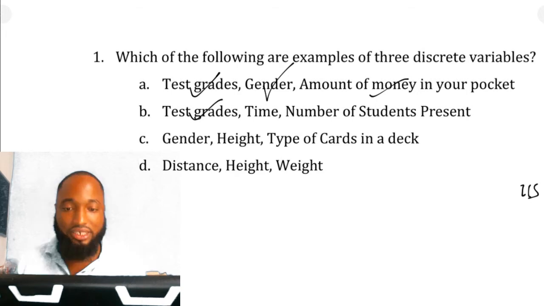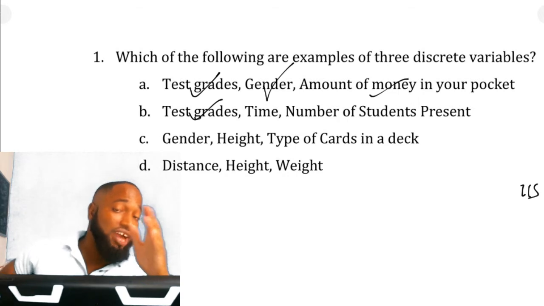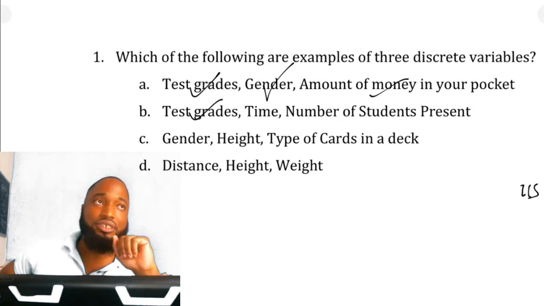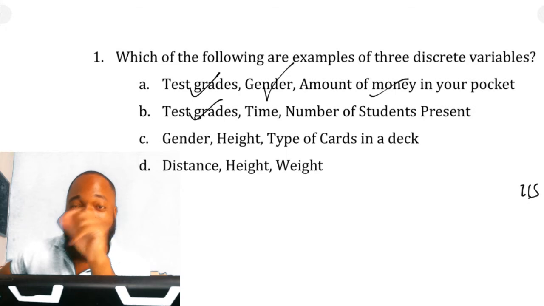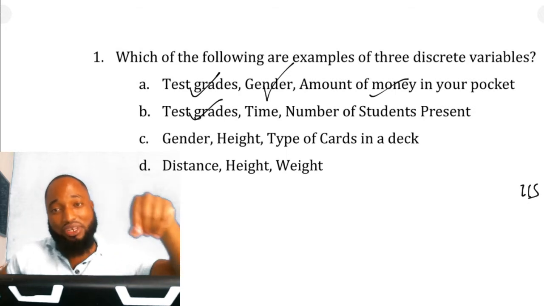Time is not discrete. Here's the argument why time is not discrete. Time could be anything. It is something now. It could be 7:59.